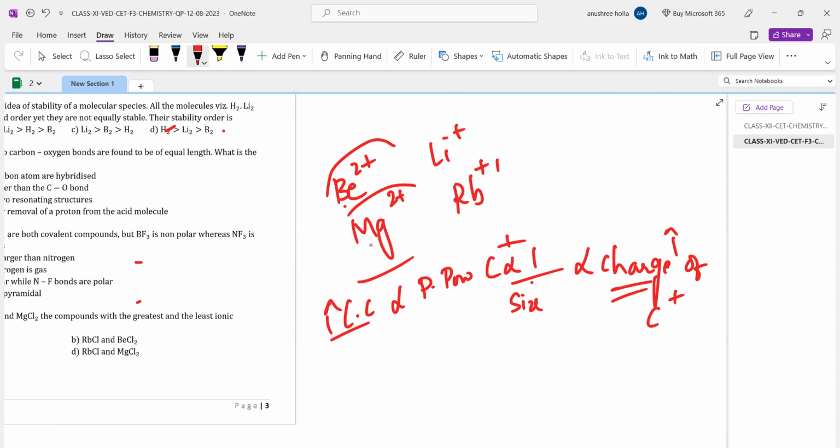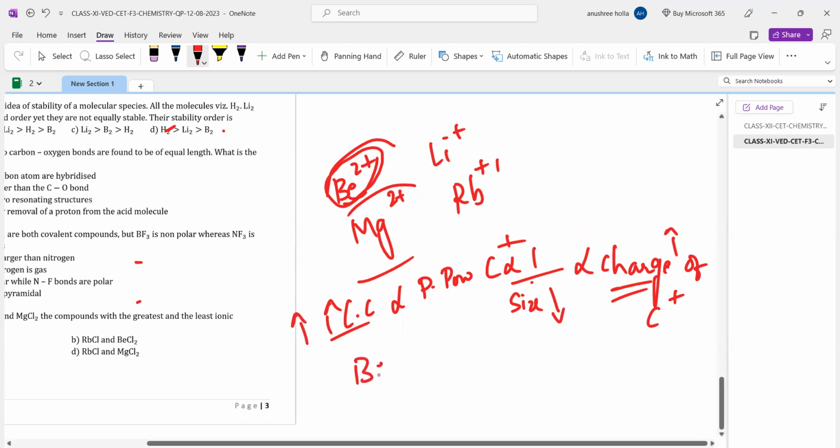And between beryllium and magnesium, which one will have more covalent character? So here we can observe the difference in the size. Here the size of beryllium 2 plus is very less, right? Because on moving down the group, the size increases. So as the size of beryllium 2 plus is less, size decreases, covalent character increases. So we can say beryllium chloride has high covalent character. So that means it will have the least ionic character. So the least ionic character should be your beryllium.